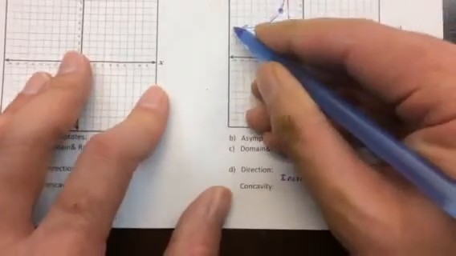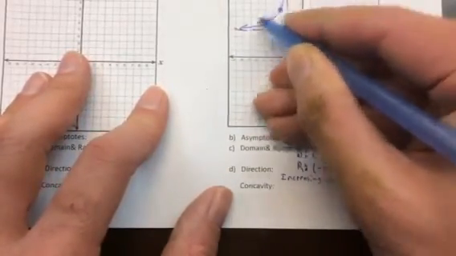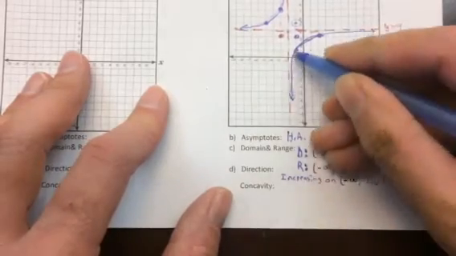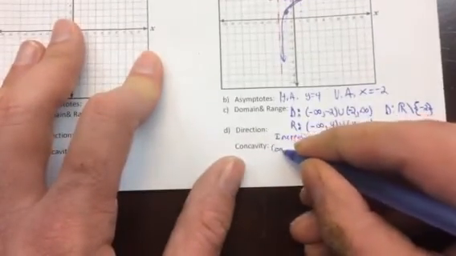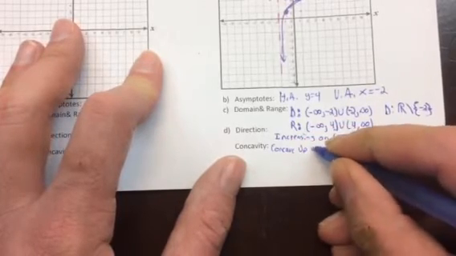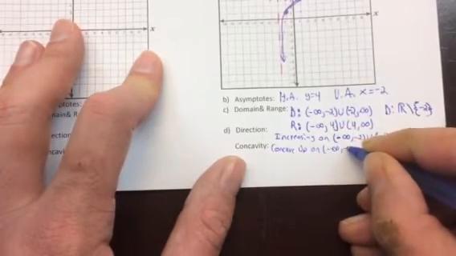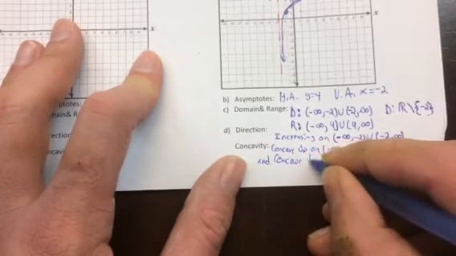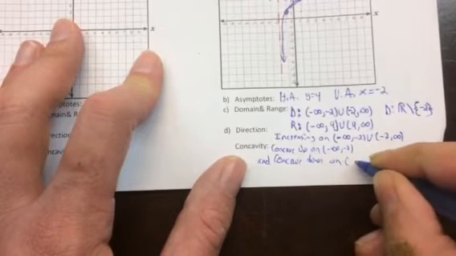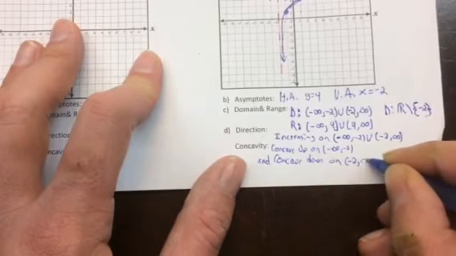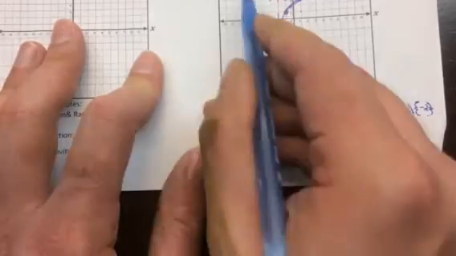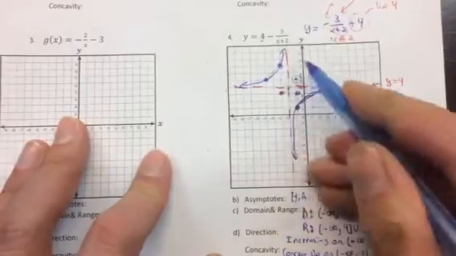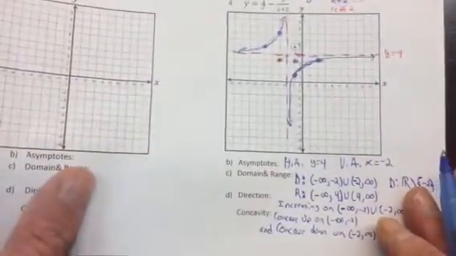The concavity, well, it's concave up, bending upwards from negative infinity to negative 2, but then it's bending downwards from negative 2 to infinity. So it's concave up on negative infinity to negative 2, and concave down on negative 2 to infinity. So on the left side of the asymptote, it's bending upwards. On the right side of the asymptote, it's bending downwards. Okay. That's all we're doing on the front.